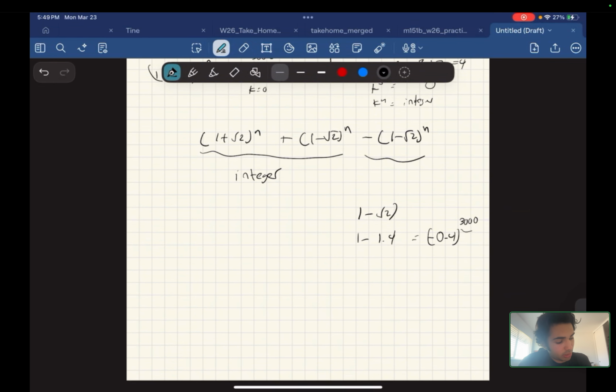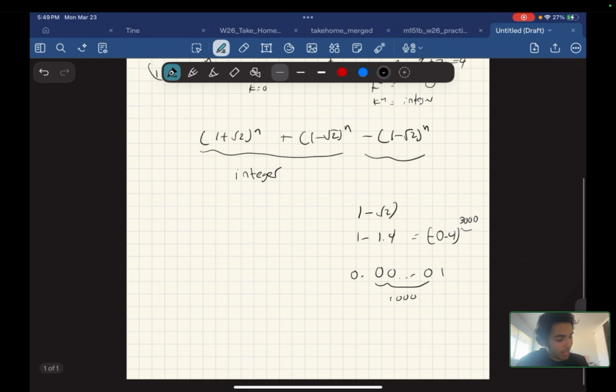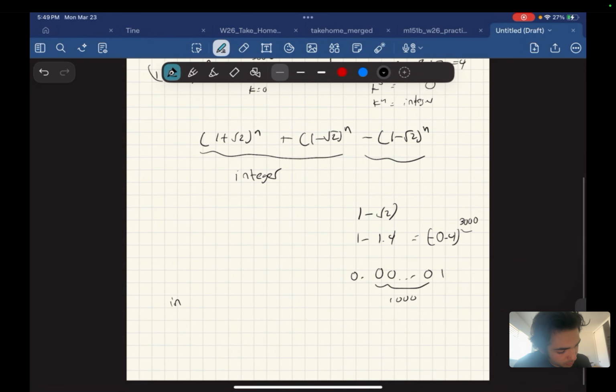So it's going to be 0.00, blah, blah, blah, many zeros. Let's say like 1,000 zeros and then a 1, for example. So we're going to have an integer, because that's what this is, minus 0.0001. It's going to be some very small number, with like 1,000 zeros.